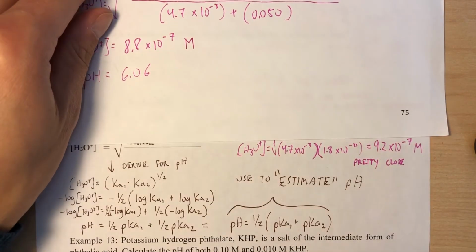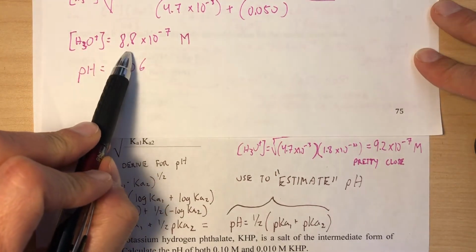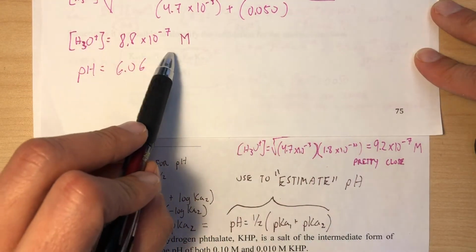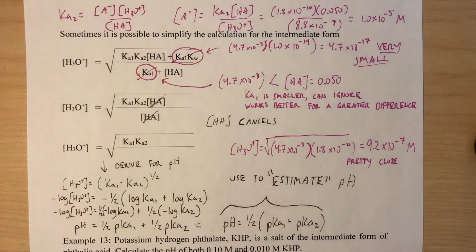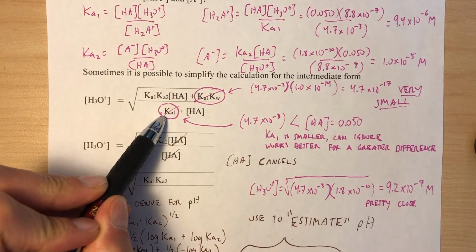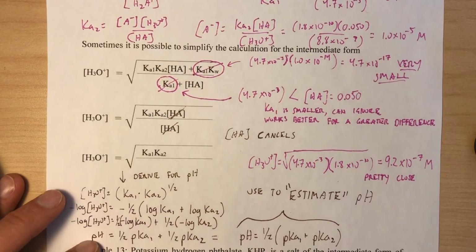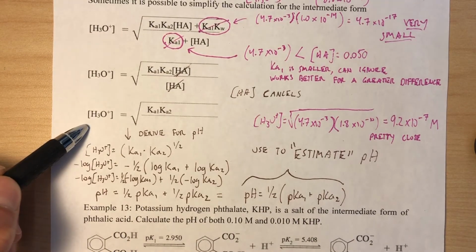If we go back and we can compare that to our hydronium concentration that we calculated last time, 8.8 times 10 to the negative 7, they are pretty close. So that assumption is not that bad. Had there been a greater difference in Ka1 and HA for this part of our simplification, these values would probably be a lot closer. So we can take our simplified hydronium equation and we can derive it for pH.